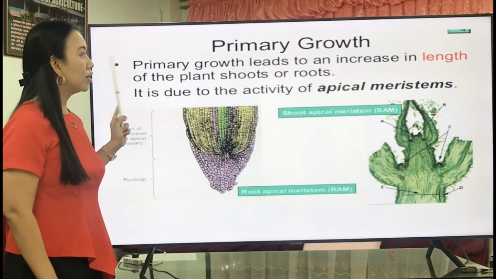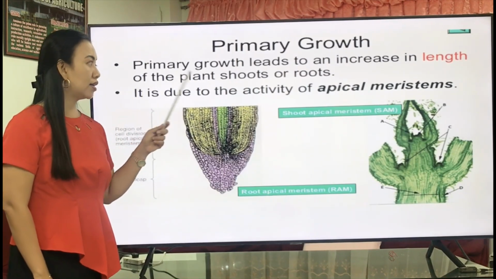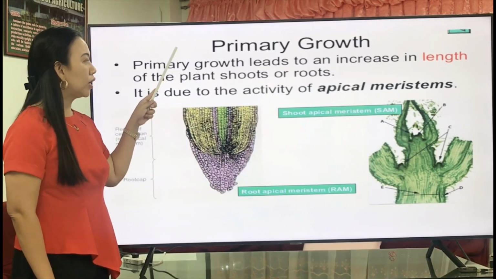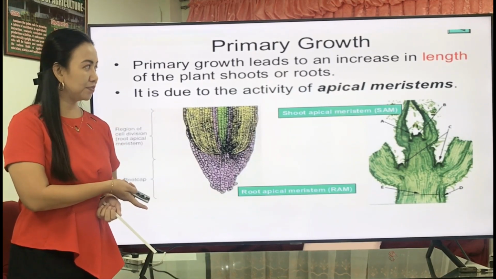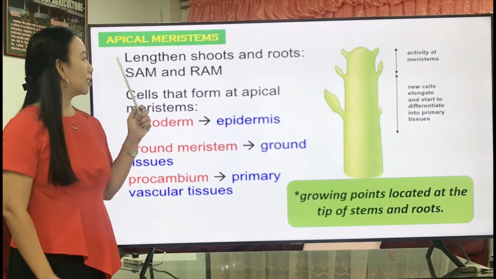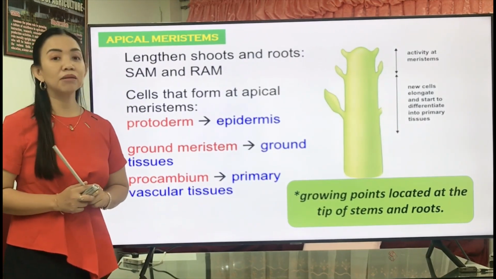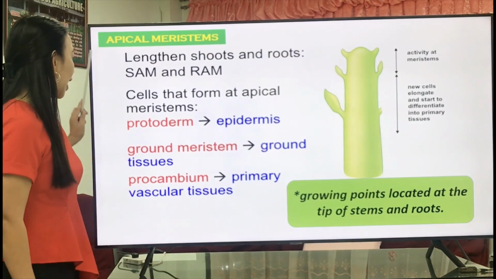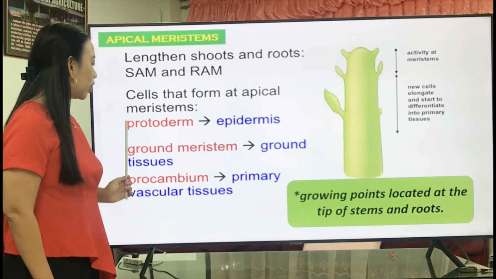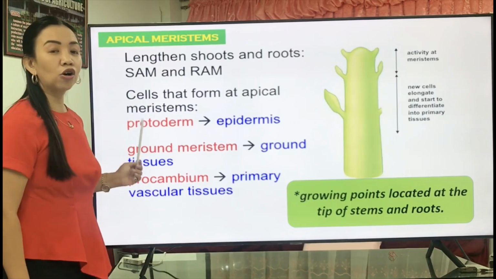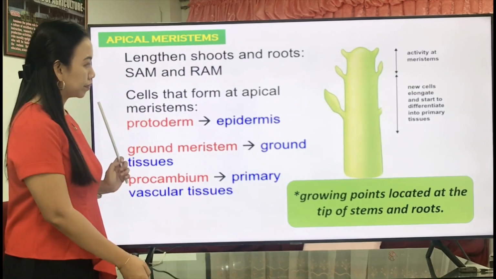Primary growth, again, leads to an increase in the length of the plant, so the increase in the shoots and the roots. And this primary growth is due to the activity of the apical meristem as well as the intercalary meristem. Here, this is just an acronym. The SAM stands for the shoot apical meristem, and the RAM stands for the root apical meristem. And the cells of the apical meristem form the protoderm, the ground meristem, and the procambium. These are also under the apical meristem. On the later slides, we will be discussing this.